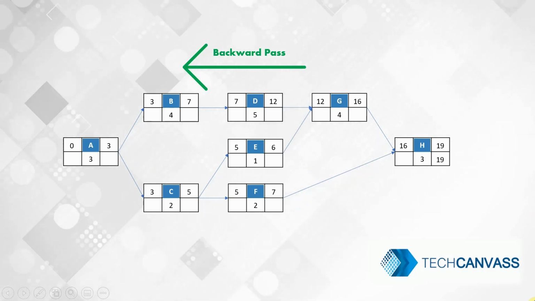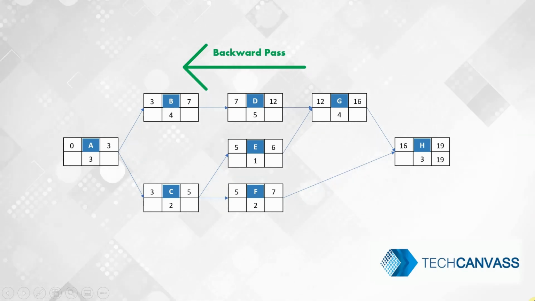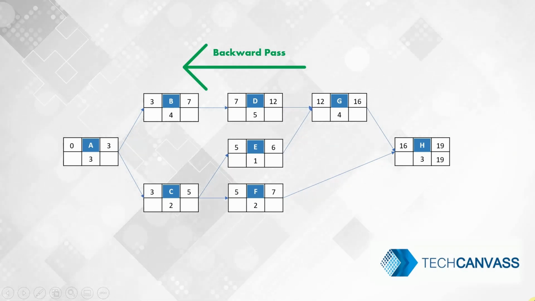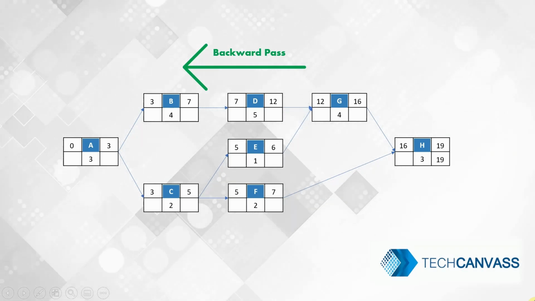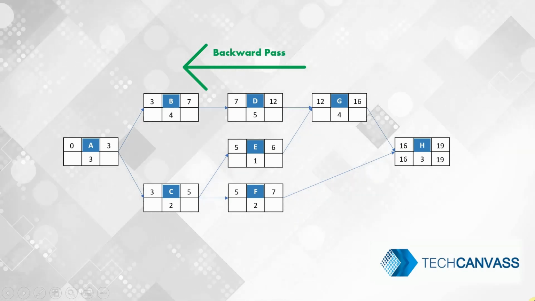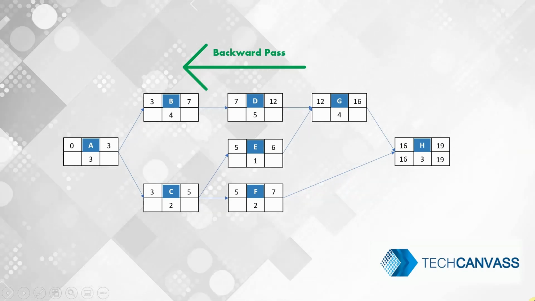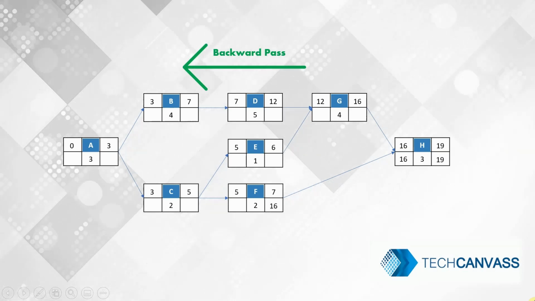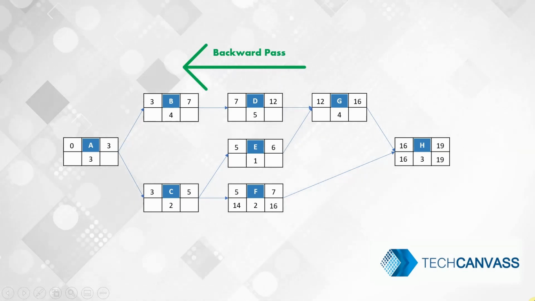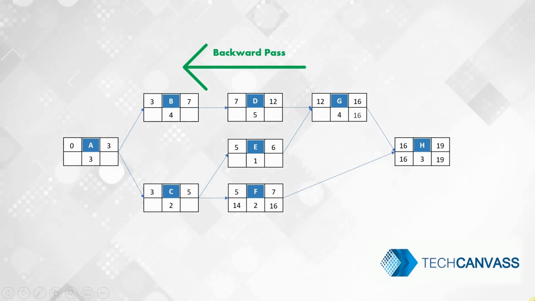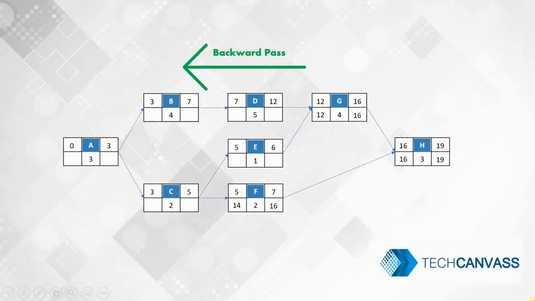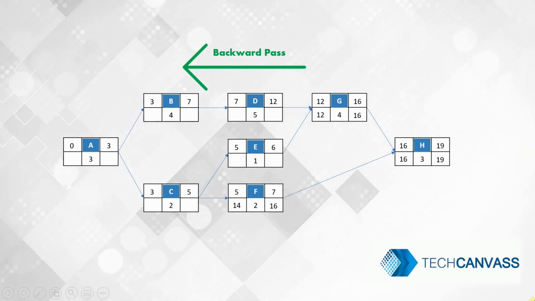Remember, the late finish and the early finish of the last node in the sequence diagram is always the project duration. Now, the late start for activity H is late finish minus the duration, which is 16. Now for activity F, the late finish is 16 minus the duration, you get the late start of 14. For activity G, the late finish is 16 minus duration of 4 gives you a late start of 12.